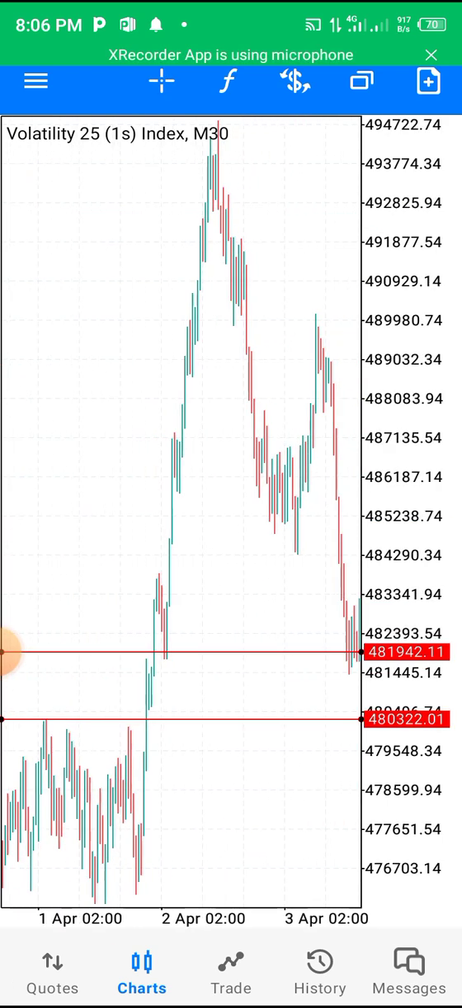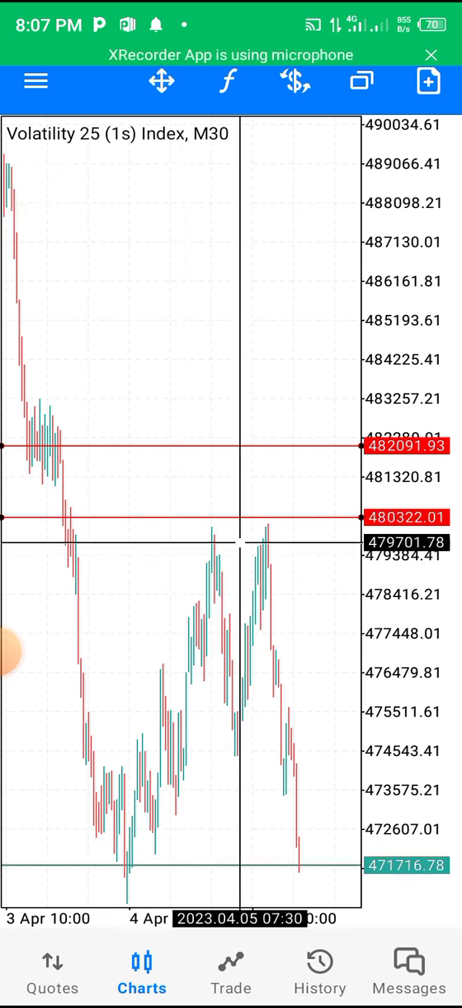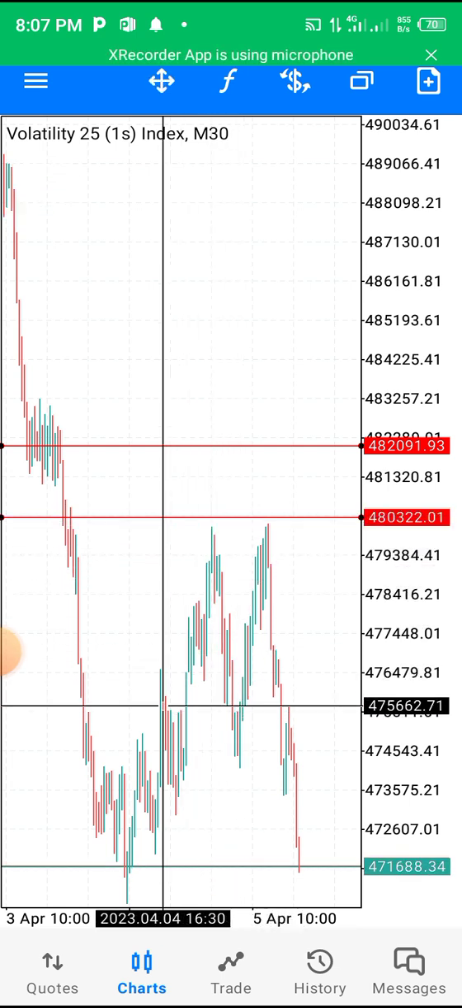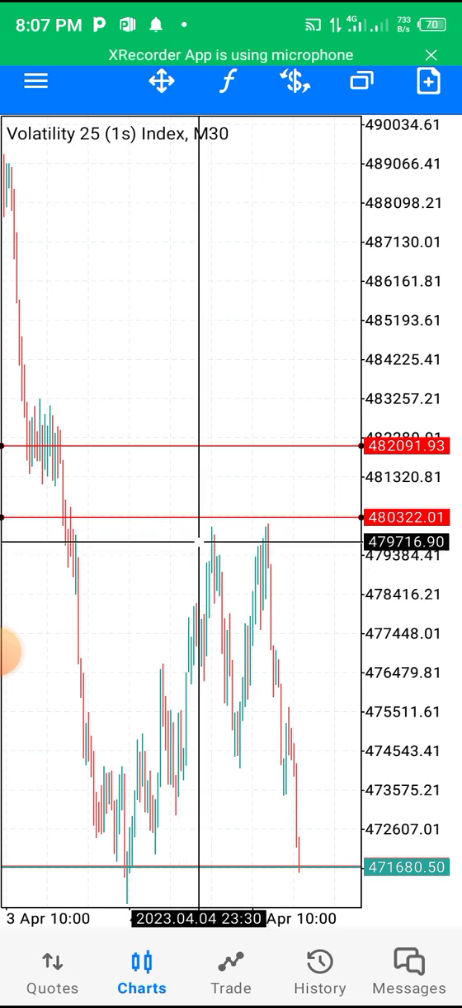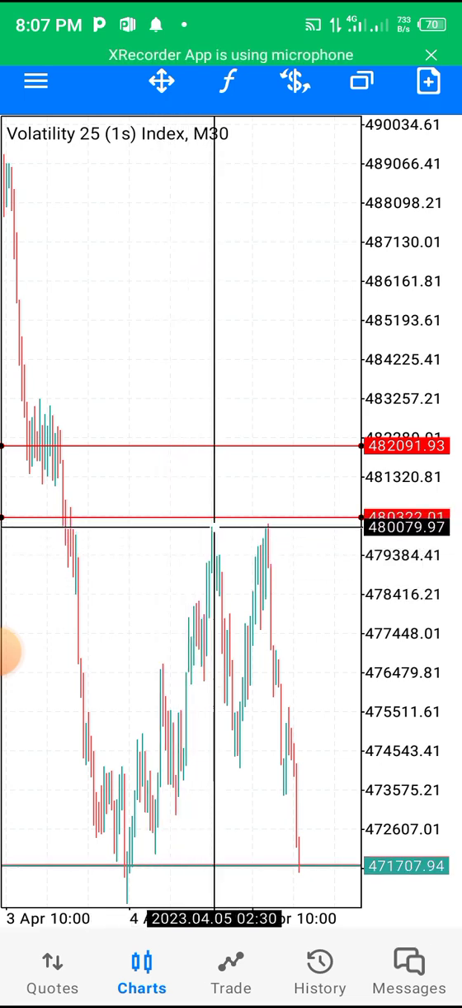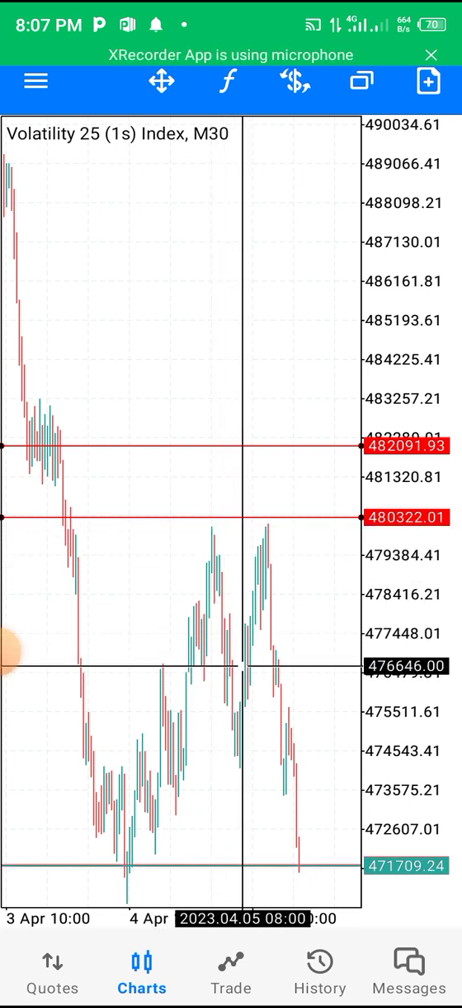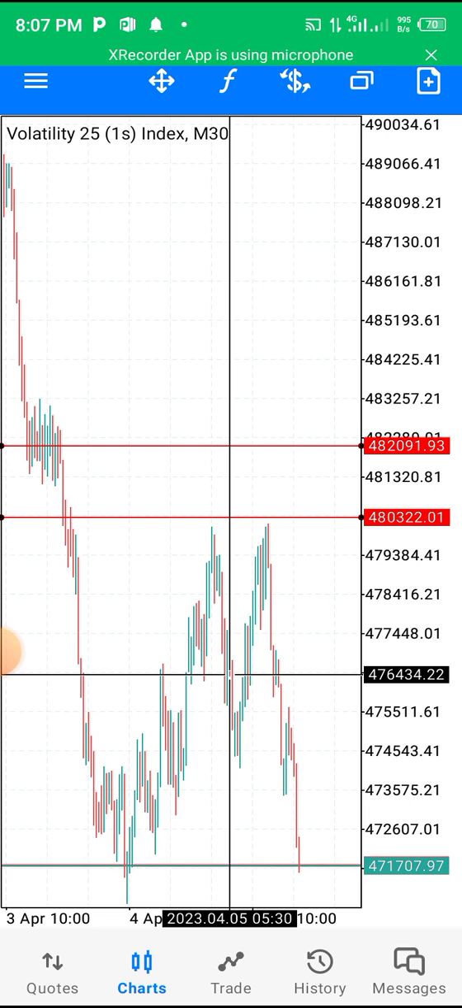So what did I do? After analyzing the market and seeing that this is my resistance zone, I had to wait for the market to come back to my place of interest. I'm expecting the market to get to this point before I start selling. I can't just start selling at this point where I met the market.